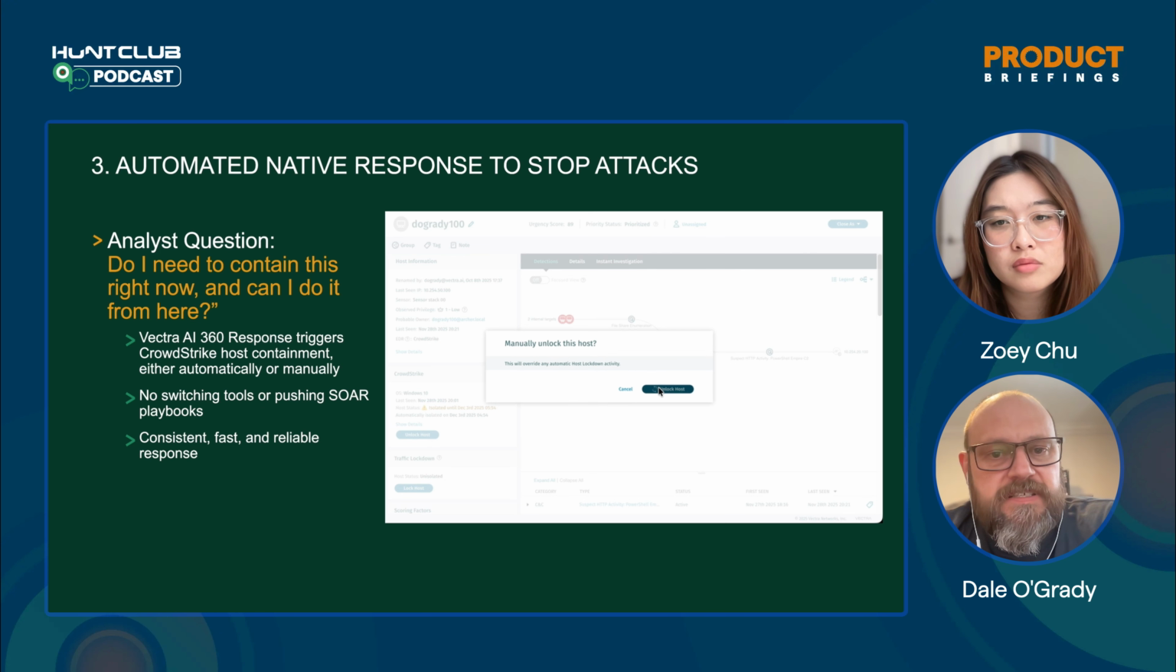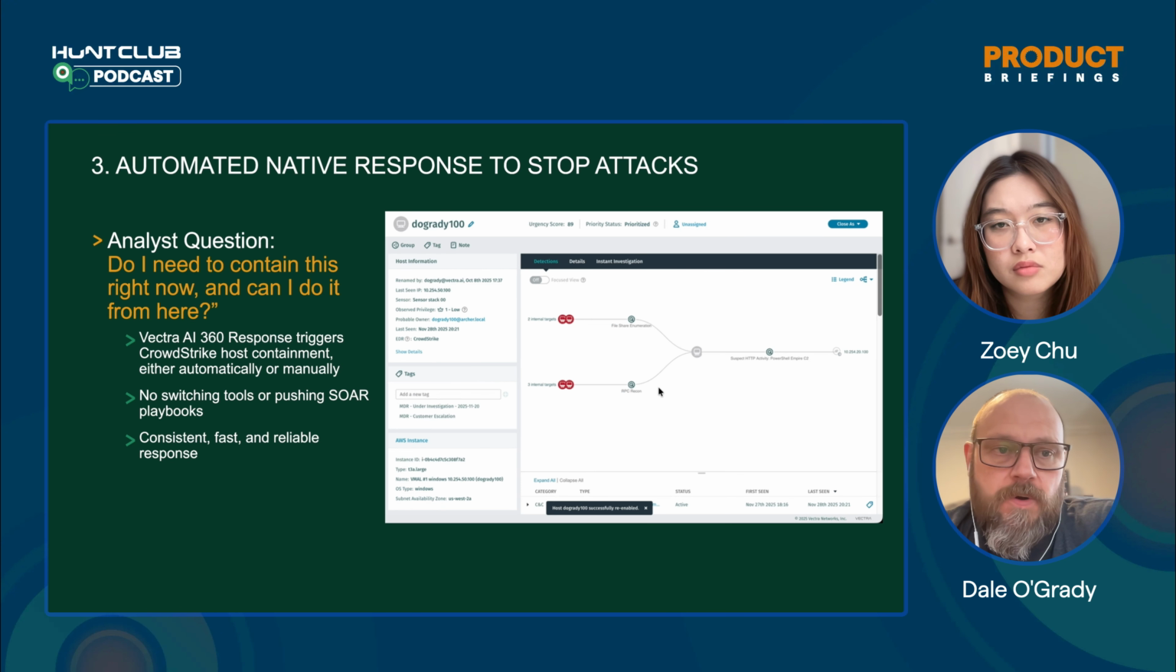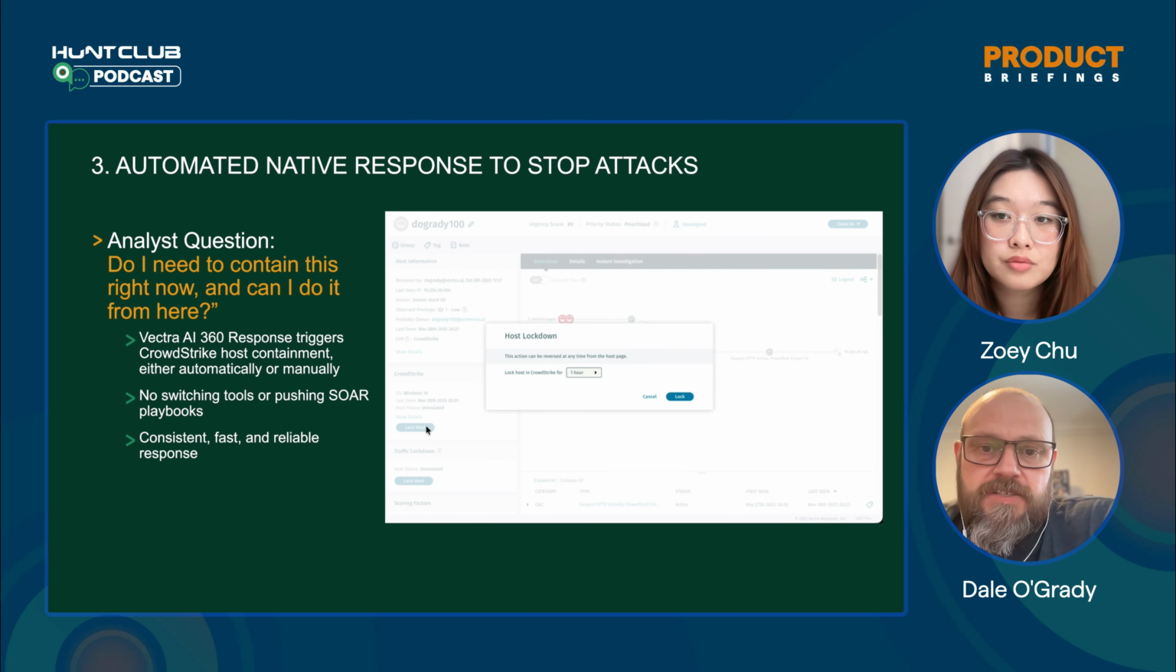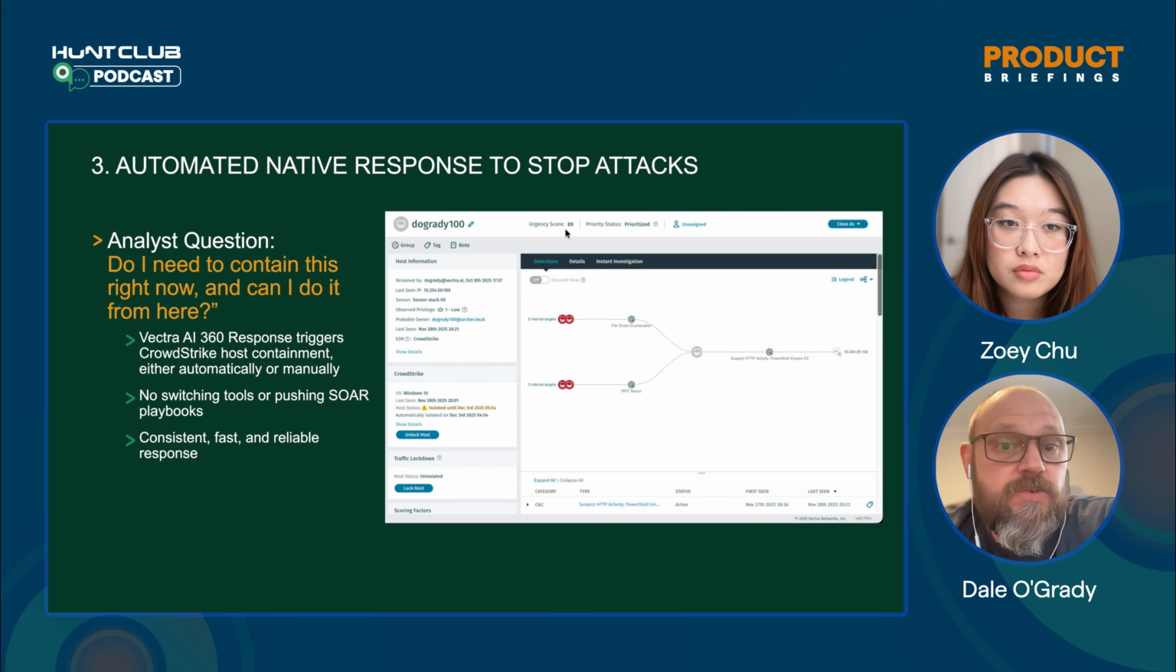So with Vectra 360 response, we eliminate that. So what we're doing here is we're integrating directly with CrowdStrike's containment APIs. So when that suspicious network behavior is confirmed, we can trigger that host lockdown. We can do it automatically.